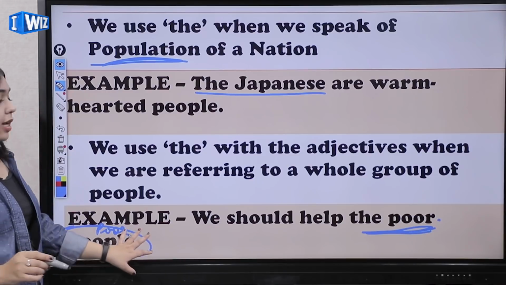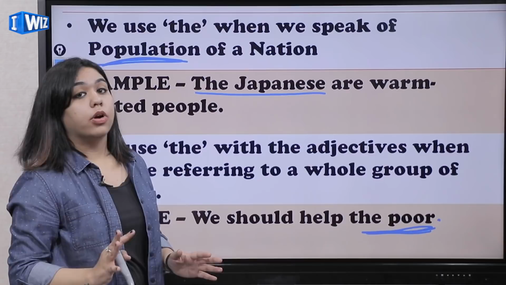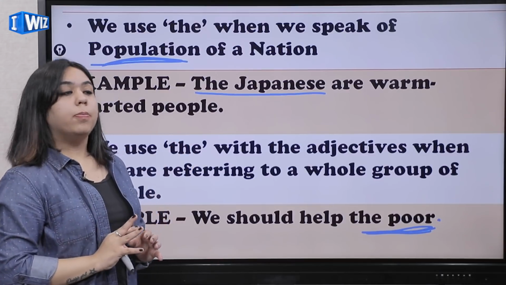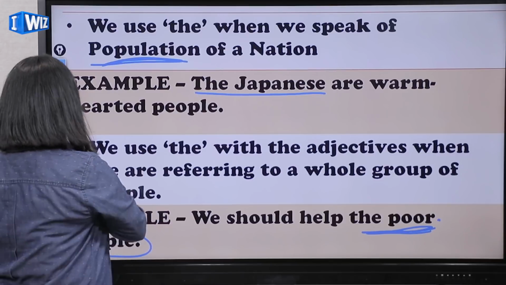It's not part of a sentence. The sentence is just this, which says that we should help the poor. We are referring to the group of poor people. So that is why we've used this article. I hope it's clear to you.